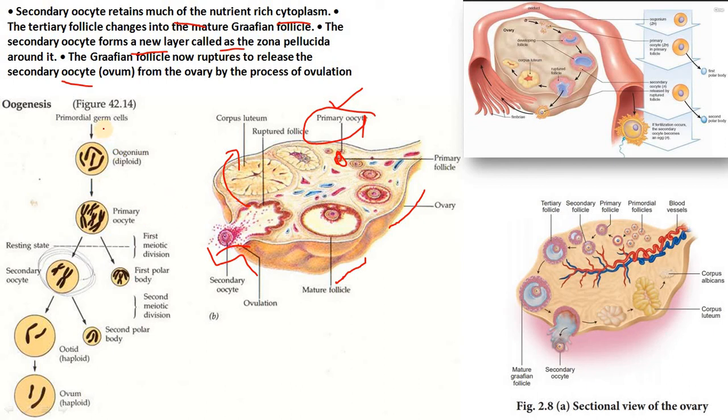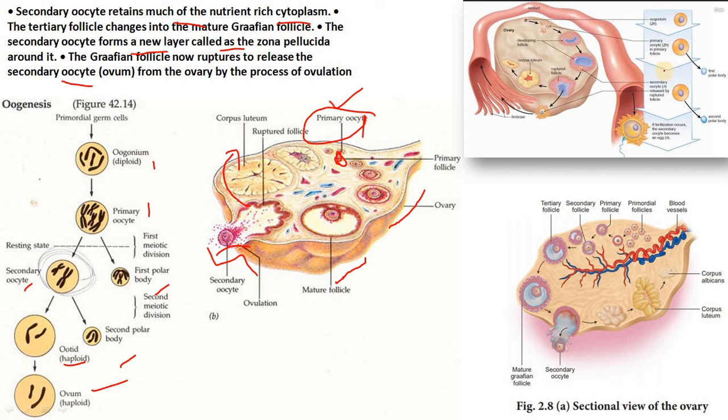Repeating again, primordial germ cells are present, then the oogonium which is diploid, then the primary oocyte, then the first meiotic division occurs. This is a resting stage. Then the secondary oocyte, and the first polar body is generated. Then the second meiotic division, and after that the second polar body is generated. The ootid, a haploid, is produced, and from the ootid the haploid ovum is present.